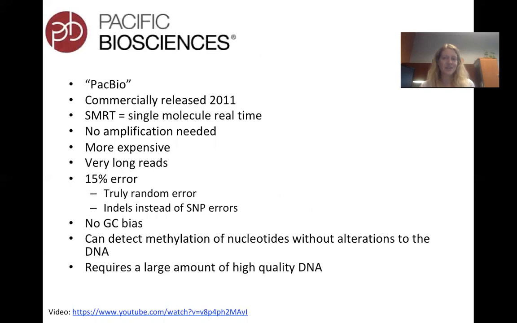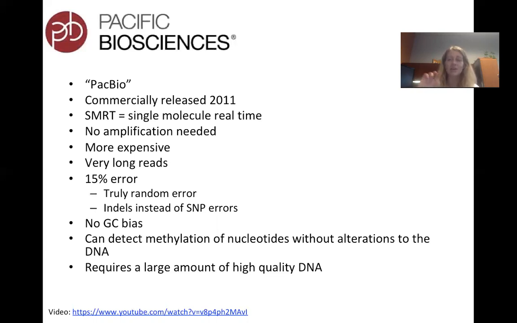Okay, so that's everything I'm going to say about Illumina for the time being. Just to touch on some of these other technologies that you may run into. PacBio is probably the most popular third-generation sequencing platform. It was commercially released in 2011. Their libraries are called SMRT libraries or SMRT cells, and SMRT is single molecule real time. So that's really their claim to fame.